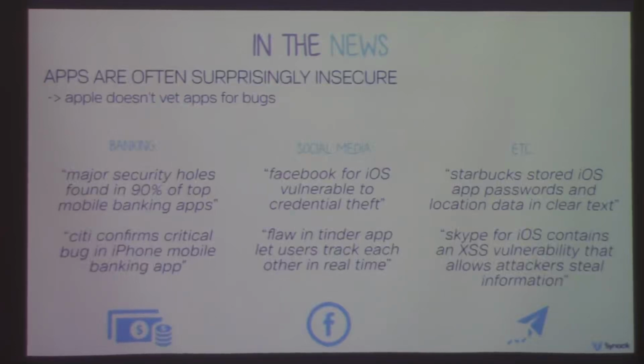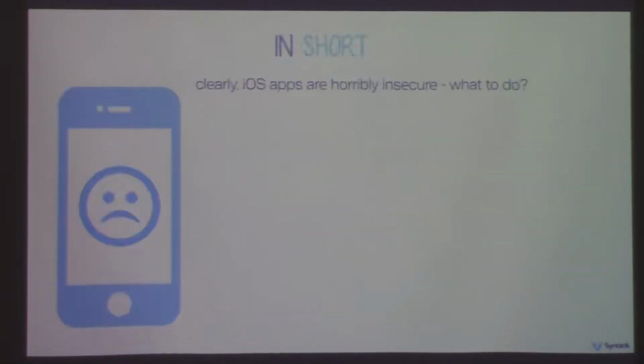Citibank had a pretty bad bug. Social media apps, Facebook was storing credit securely. Tinder allowed its users to be tracked. And then even apps like Starbucks had vulnerabilities which basically put its users at risk. So the reality is, iOS apps are pretty much insecure.